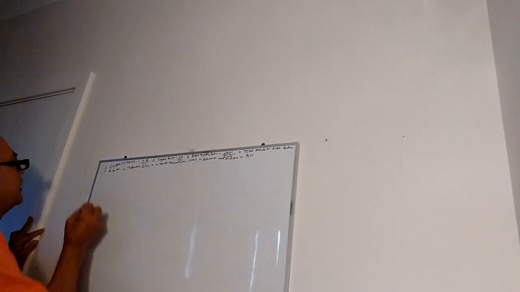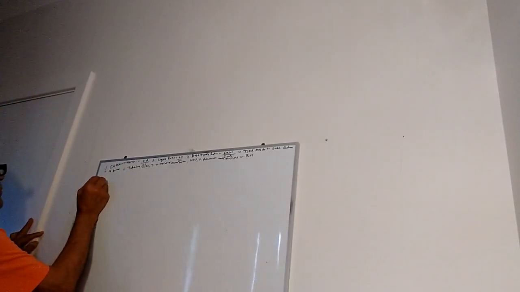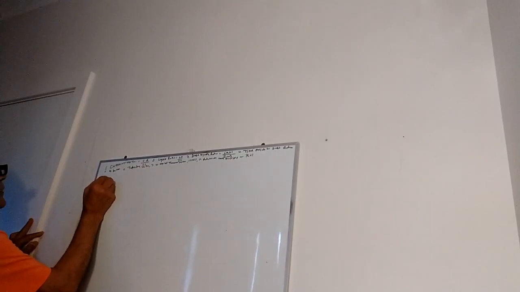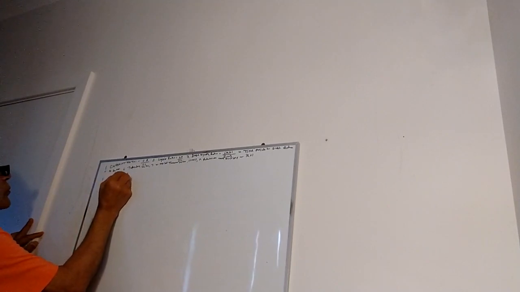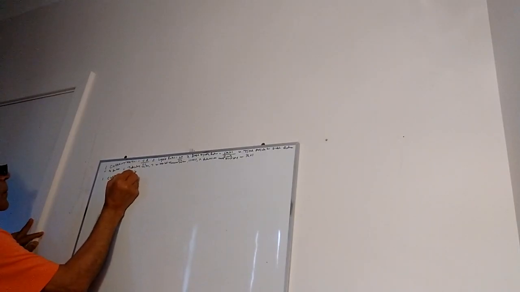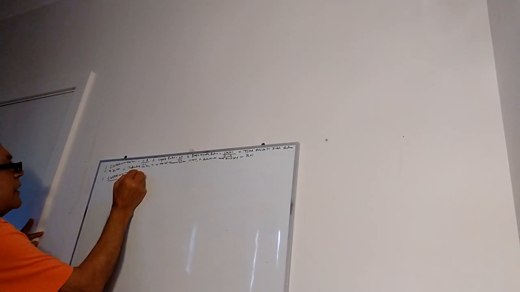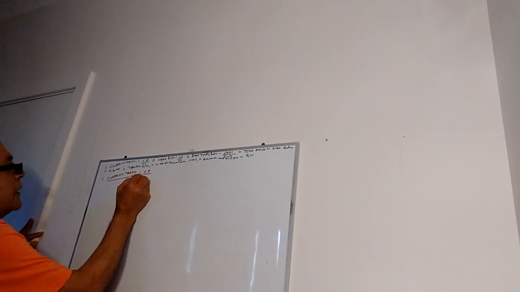Now we are going to discuss the other ratios. Number one is current ratio. Current ratio is current assets upon current liabilities.